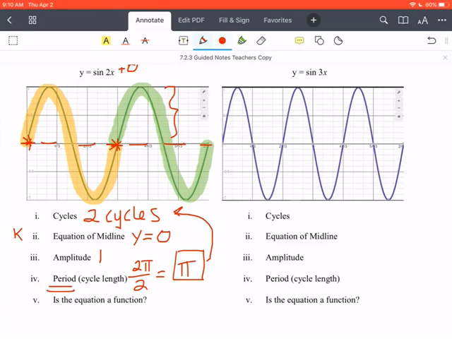Is the equation a function? Yep. Once again, only one output for every input in the domain.